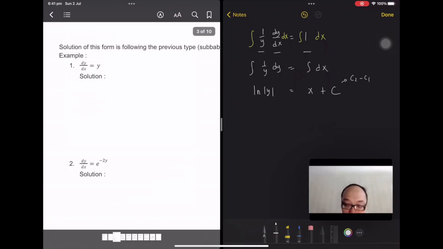How do you remove the ln here? Make y the subject. So y equals e to the power of x plus c, and this leads us to e to the x times a. So this is the answer, the general solution.